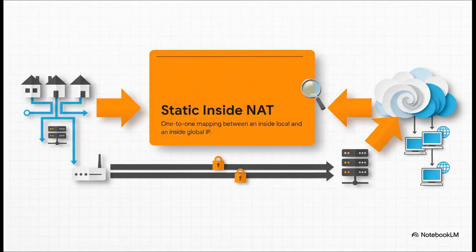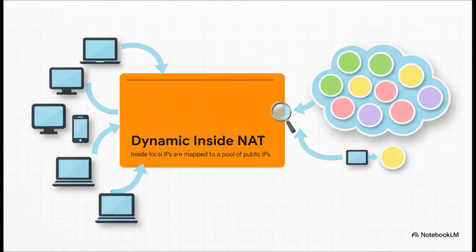First on the list is static NAT. This one's the simplest. It's a permanent one-to-one mapping. One private IP is always tied to one public IP. It's a dedicated, unchanging link. You'd usually see this used for something like a public web server that needs a consistent, predictable address for people to find it. Next up, we've got dynamic NAT.